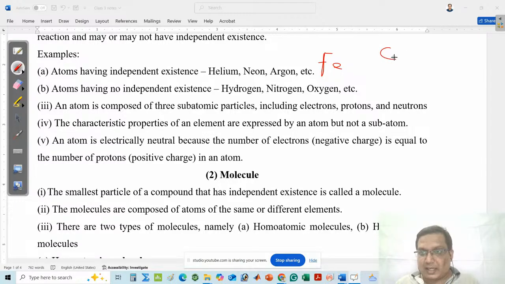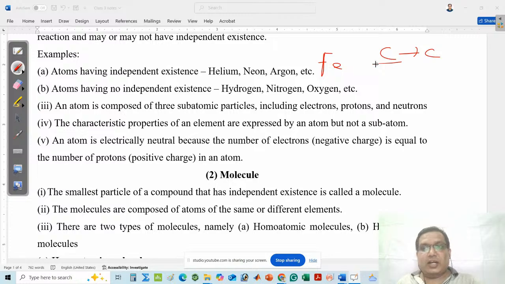Listen, the characteristic property of carbon depends upon the carbon atom. There are different types of carbon molecules, that is graphite, fullerene, diamond. These are examples which are present in molecular form. But the properties of these elements are generally decided by the carbon atom, but not explained by the subatoms. Subatom means electron, proton, and neutron.